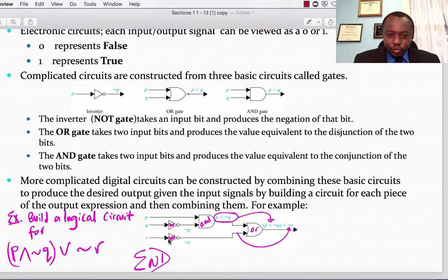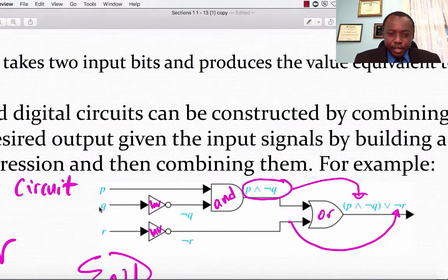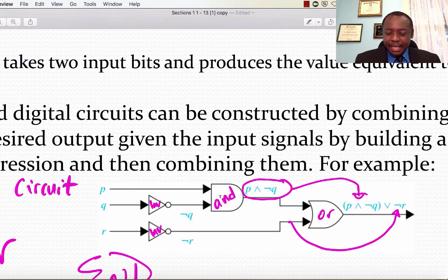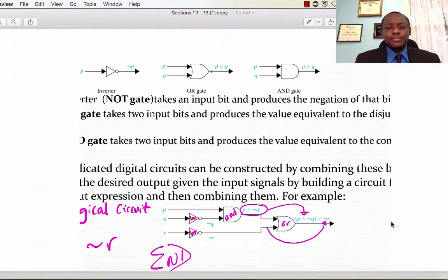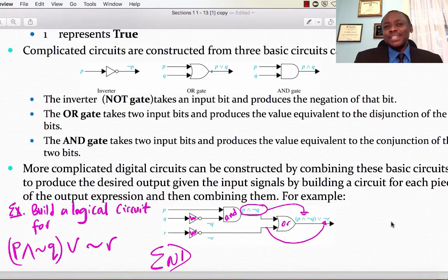So R passes through the inverter, that gives us not R. Q passes through the inverter, that gives us not Q. P and not Q passes through the AND gate to give us P and not Q. Not R moves on smoothly. P and not Q together with not R passes through the OR gate to give us (P and not Q) or not R. Simple yet beautiful. You should be able to do more complex ones than these, and I'll give you some for your homework, and we shall look at some more of these in class.